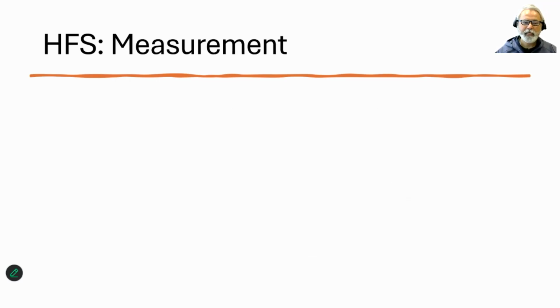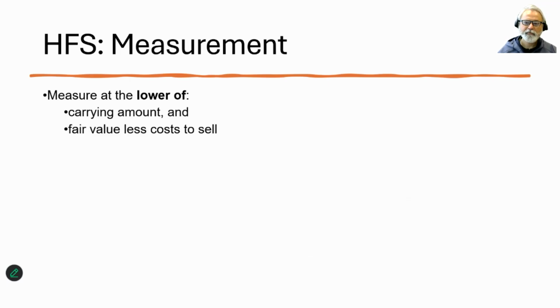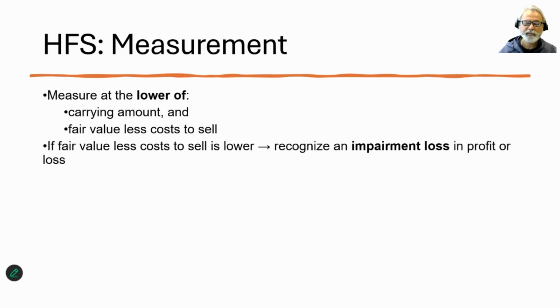If the assets meet the held for sale criteria, then you measure them at the lower of carrying amount and fair value less cost to sell. If the carrying amount is lower than fair value less cost to sell, well, we really have to do nothing. But if the fair value less cost to sell is the lesser amount, we need to write down the asset for the difference, and that write down is recorded as an impairment loss in P&L, profit and loss.